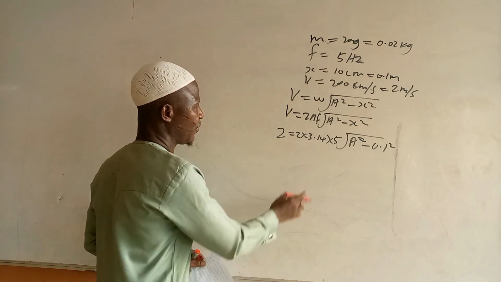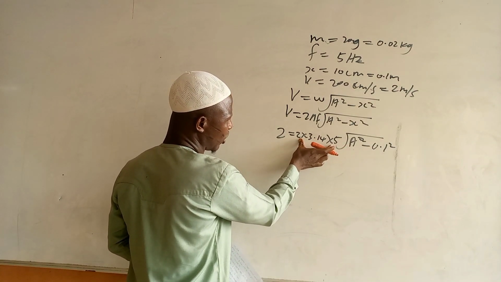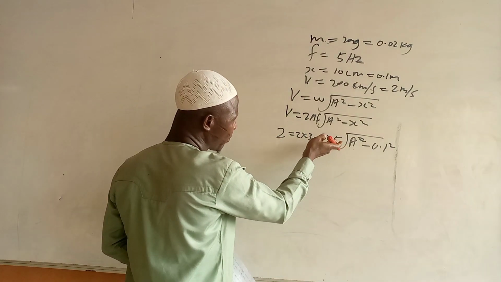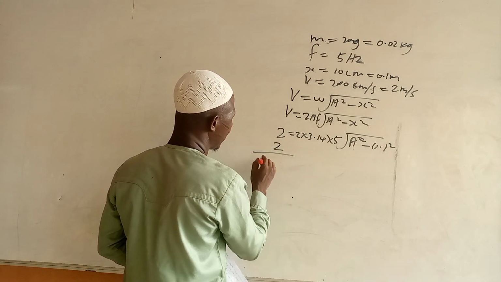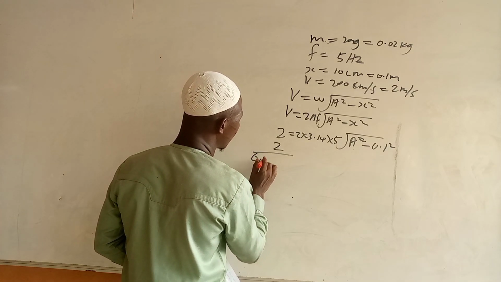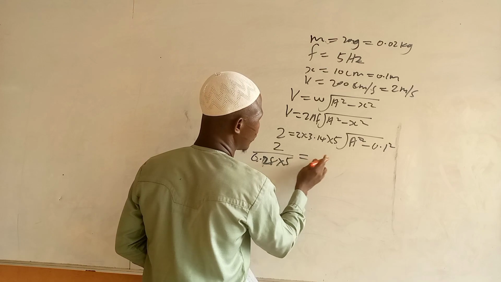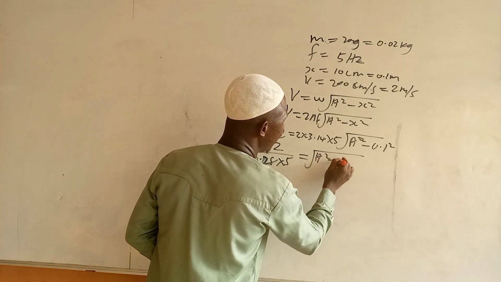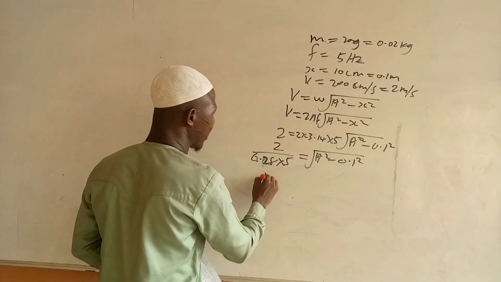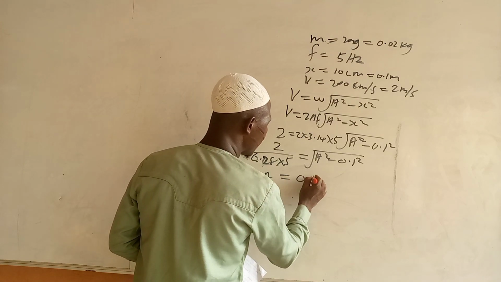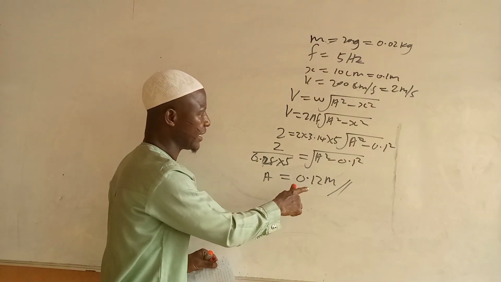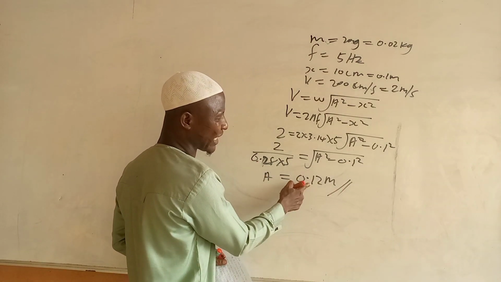At the end of the day, if you calculate, the first thing, you multiply the whole of this together, then divide by this. First of all, bring this one. You have 2 divided by 2 on this side. This one will give you 6.28 times 5 is equal to the square root of A squared minus 0.1 squared. At the end of the day, when you find the square root, you are going to get your A to be 0.12 meter. So our amplitude will be 0.12, and if you look at it, it's greater than this one. So this one is the maximum displacement.